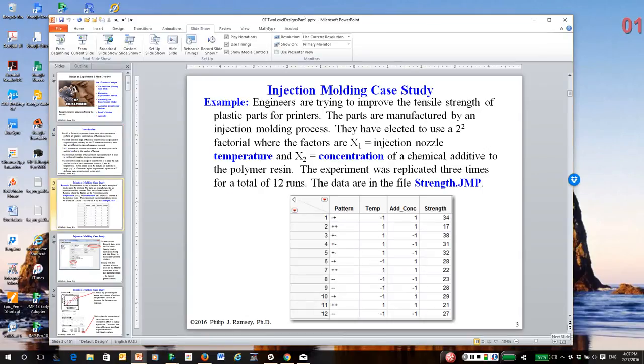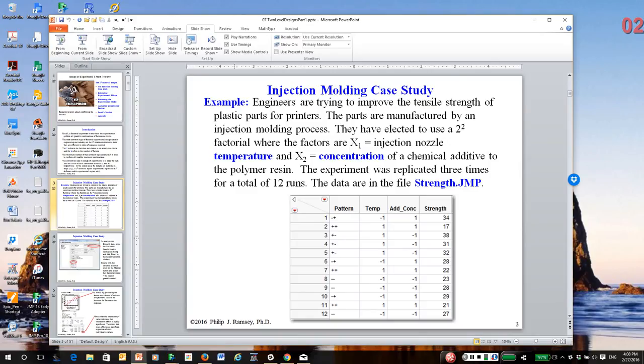We're going to discuss these designs in the context of an injection molding experiment. This was a study done some number of years ago on an injection molding process for small plastic parts used for printers. The engineers decided to focus on only 2 factors. One was the injection nozzle temperature, and the second was the concentration of an additive added to the plastic to try to improve tensile strength. They ran each of these 2 factors at 2 levels, hence this is a 2 squared factorial, a 2 to the 2. Since there are only 4 unique settings, they elected to replicate every trial 3 times. If you look at the pattern column in the data table, you'll see every unique combination occurs 3 times.